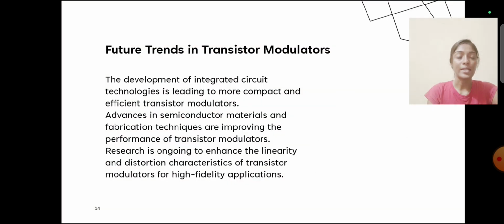Future trends in transistor modulators. The development of integrated circuit technologies is leading to more compact and efficient transistor modulators. Advances in semiconductor materials and fabrication techniques are improving the performance of transistor modulators. Research is ongoing to enhance the linearity and distortion characteristics of transistor modulators for high fidelity applications.